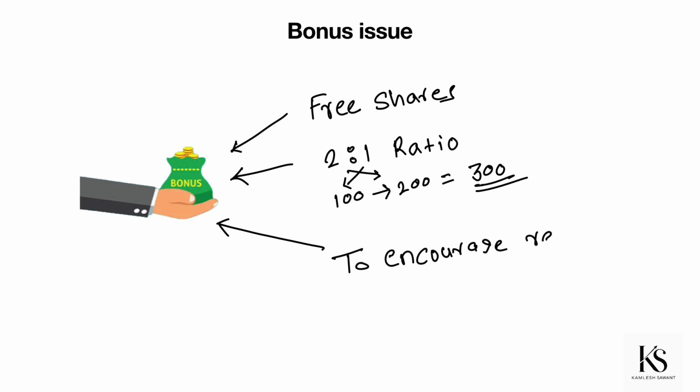So, if a shareholder owns 100 shares, then he will be issued an additional 200 shares. So, his total holding will become 300 shares. When the bonus shares are issued, the number of shares the shareholder holds will increase, but the overall value of investment will remain the same. Similar to the dividend issue, there is a bonus announcement date, ex-bonus date, and record date.